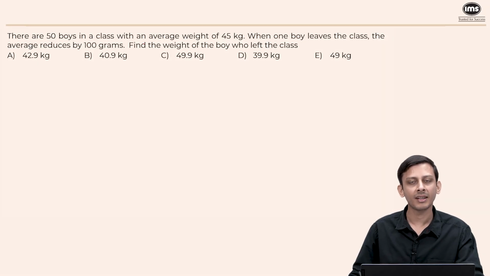There are 50 boys in a class with an average weight of 45 kgs. When one boy leaves the class, the average reduces by 100 grams. Find the weight of the boy who left the class. Now, if we solve it technically, this will be time consuming because of the calculations. So let's solve it using the method of behavior of averages.